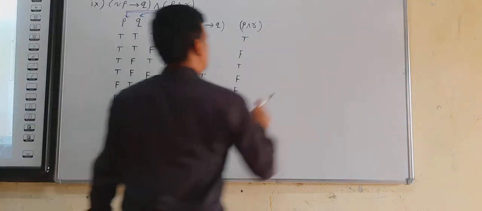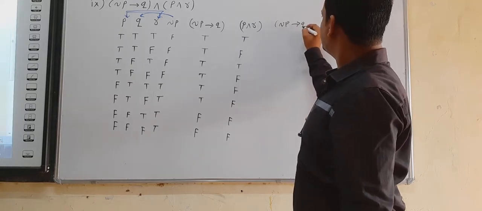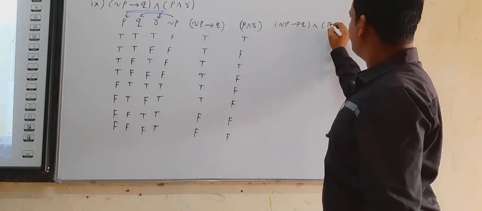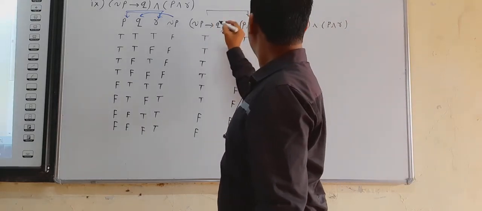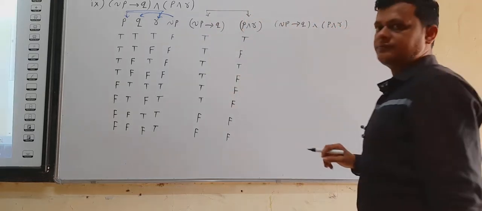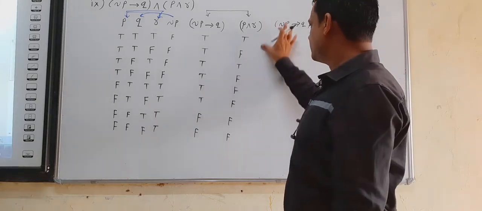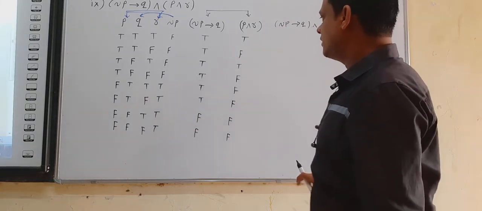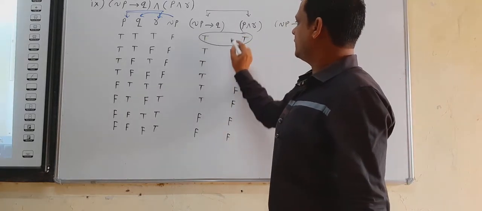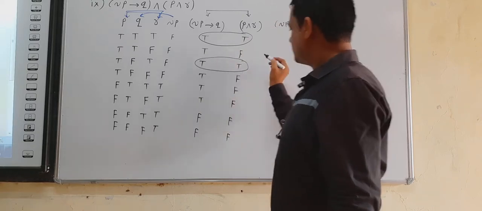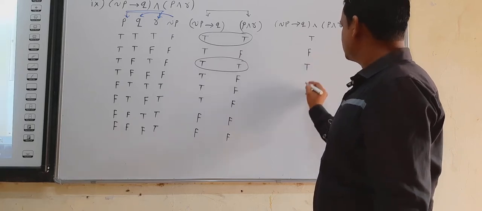Now we prepare the last column: negation P implies Q and P and R. Here we have to take the conjunction of these two columns. Now apply the rule for conjunction again: if both the statements have the same truth value, then its truth value is T, otherwise false. We observe the entries first: T, T means its result is true and the remaining results are false.